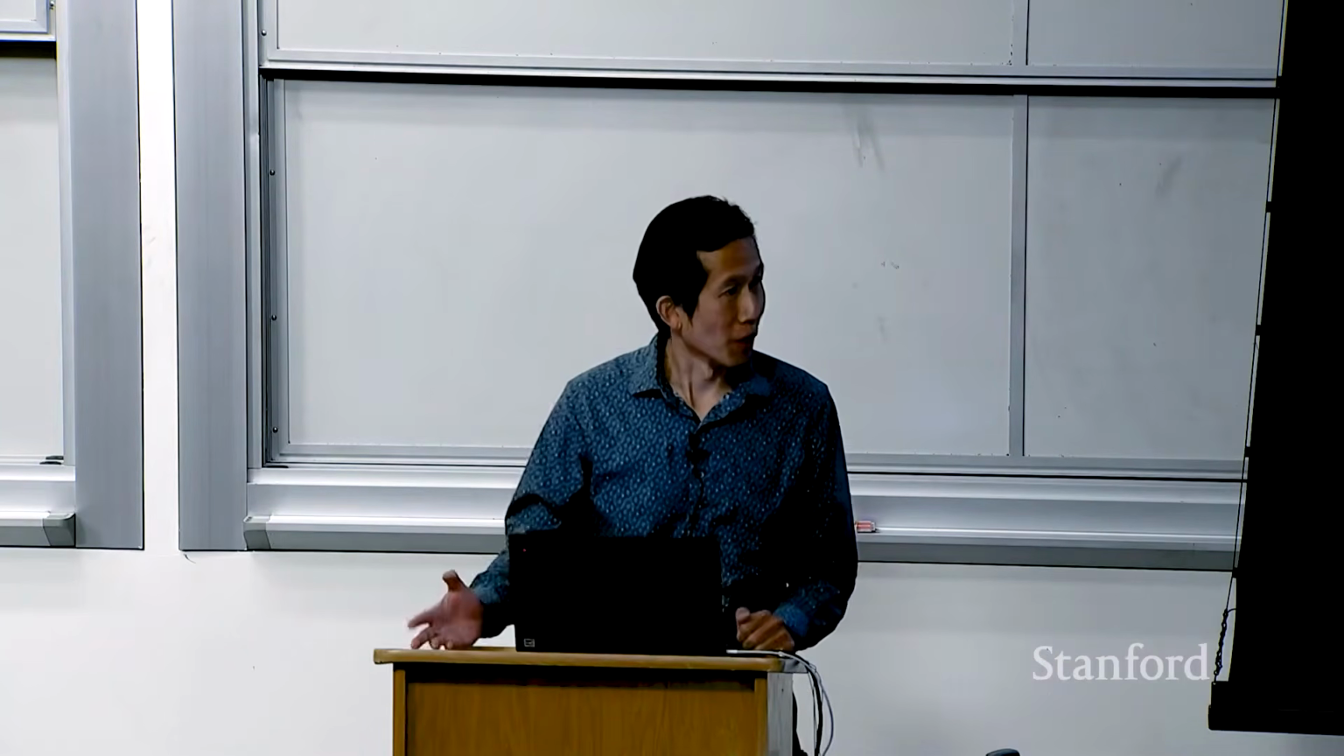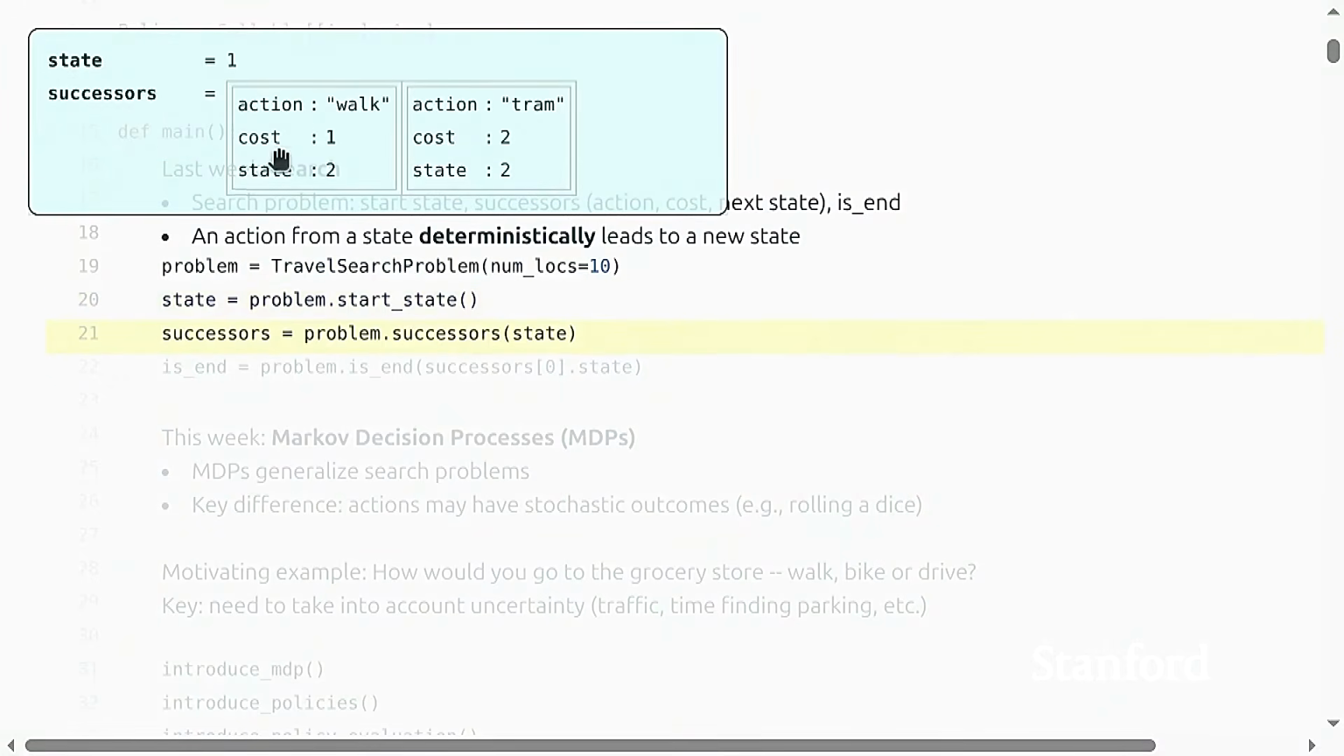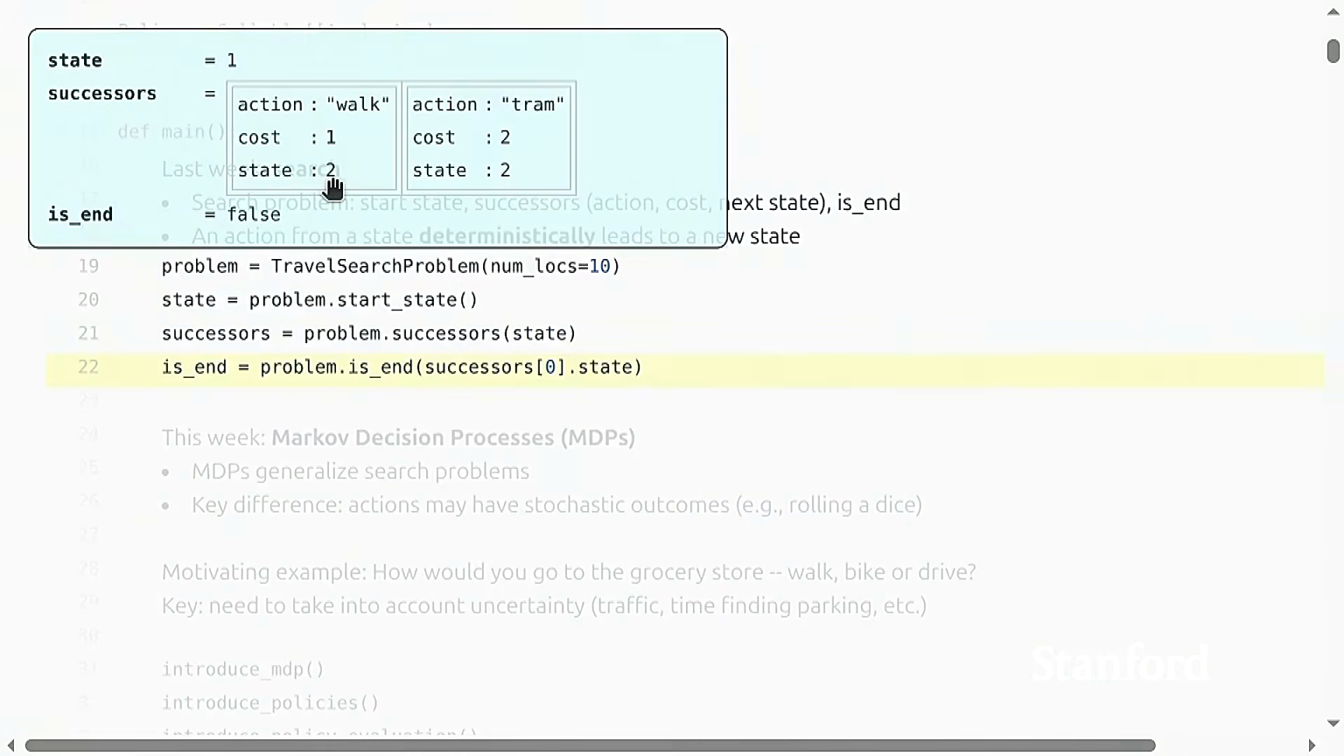The main thing about a search problem is that an action is deterministic. You're in a state, you take an action, you go deterministically to a separate state. So remember this tram problem that we had before. The start state was 1, and you're trying to get to location 10. So if you look at the successors of a given state, you have different actions. Each action has some sort of cost. And associated with each action is deterministically one particular state. Okay? And so now we're going to make things more interesting and talk about Markov decision processes.